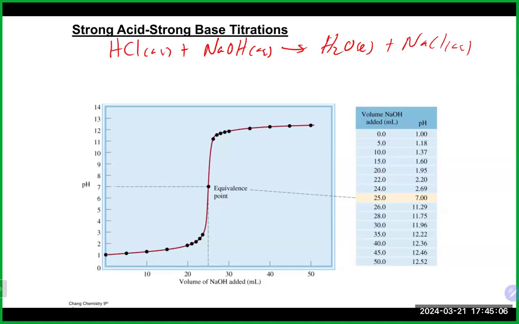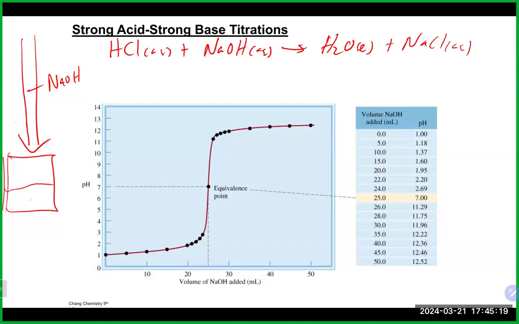So for orientation purposes here, the setup is in the burette we have the sodium hydroxide, and in the beaker or the flask, we have the HCl. So we're adding the sodium hydroxide in this case to the HCl. And this is a titration curve here, pH versus volume of sodium hydroxide added. And this is a typical sort of S curve that we see going on here.